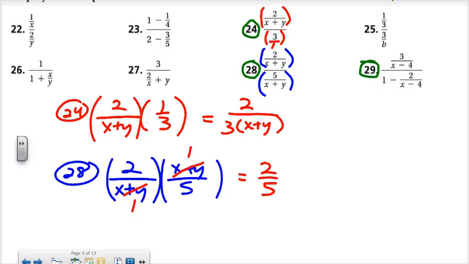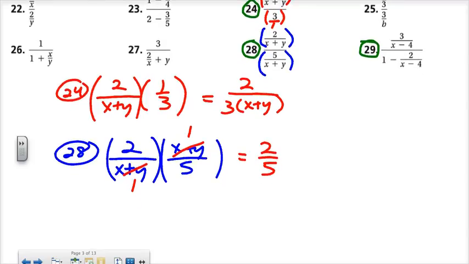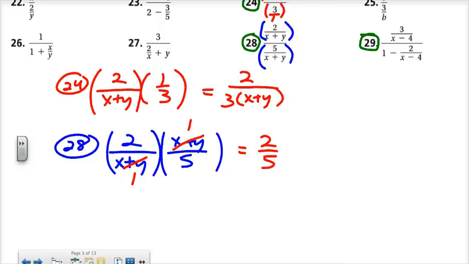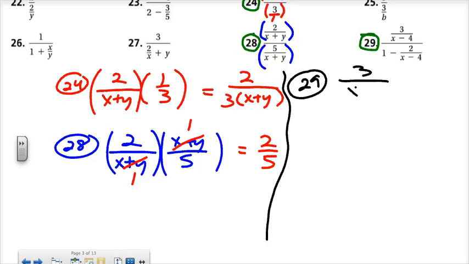So a good example there of when really nice things start to happen and drop out when you're dealing with a complex fraction. Now number 29 is going to take a little more work. And that's because I have 3 over x minus 4, but for my denominator, I have to get a common denominator so that I can put those two pieces together.